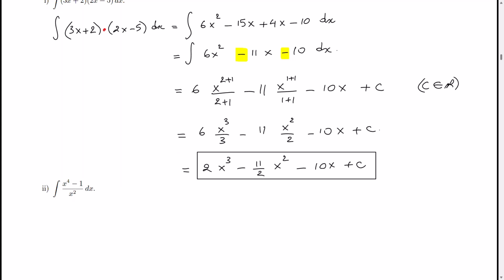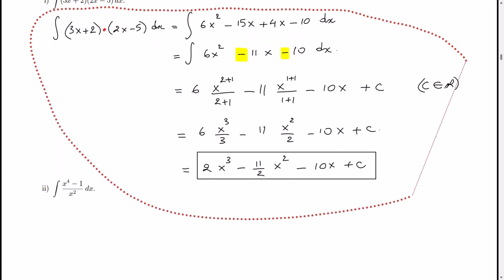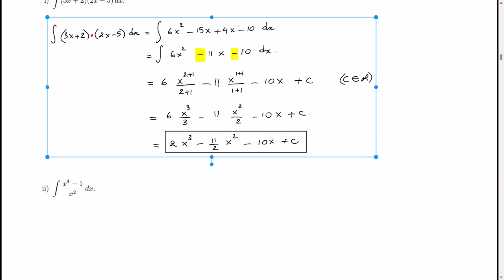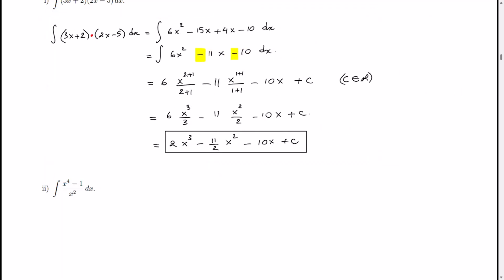So if I have a product, what do I do? I basically multiply everything out and then apply the sum and difference rules and the power rules, exponent rules, whatever I need to do to solve and find the antiderivative.